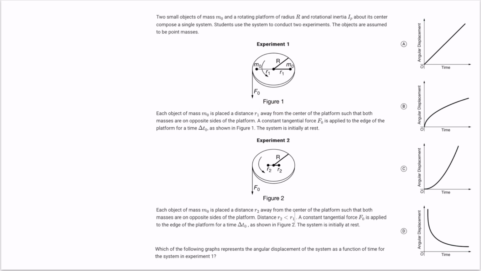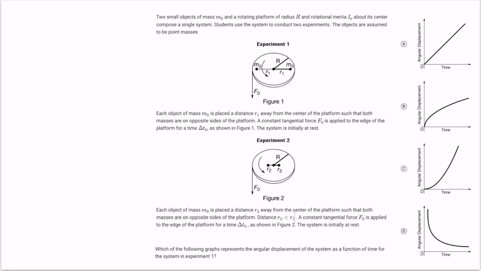A constant tangential force is applied to the edge of the platform for time delta t0, as shown in figure 1. The system was initially at rest. So just pausing there, if we have a constant force being applied to anything, whether we're talking about linear motion or rotational motion, that means it must be accelerating. If we have a tangential force applied here, then that means it will be experiencing angular acceleration.